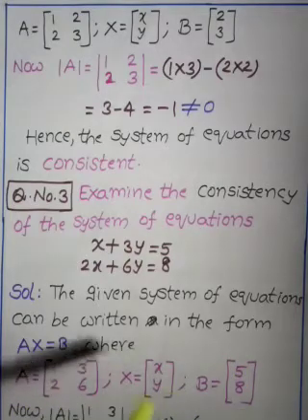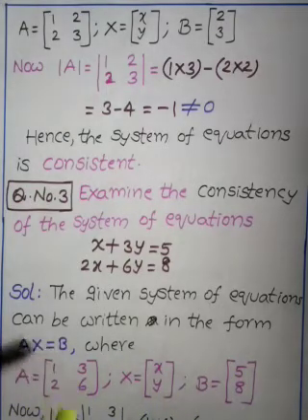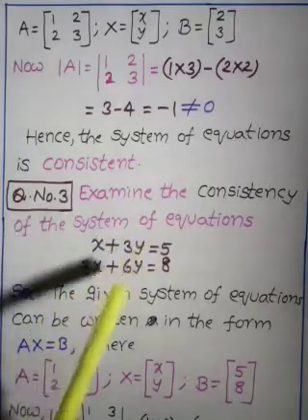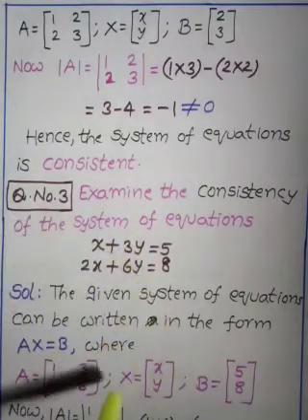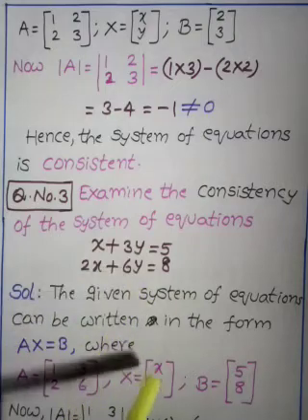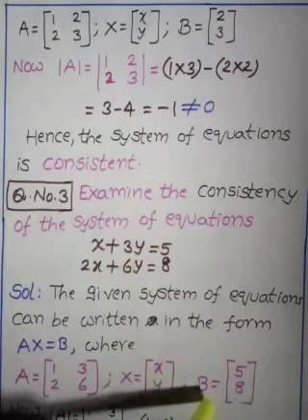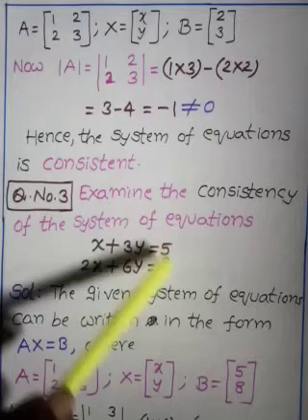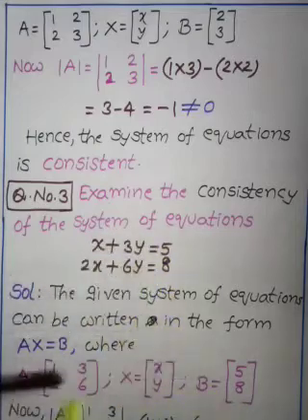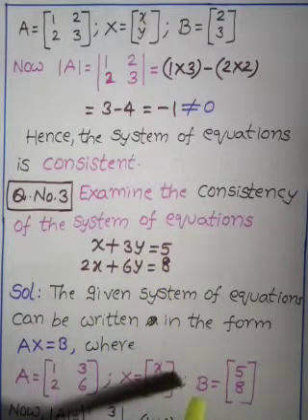This is the first stage. I told you clearly, my dear children. A means coefficients of x and y, X means variables in the given system of equations, and B is the constants on the RHS. Okay, my children, understood this stage, right?